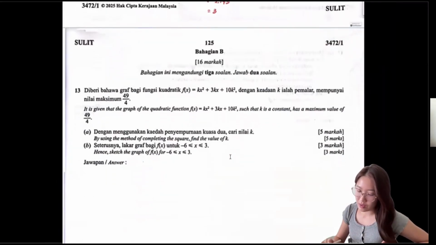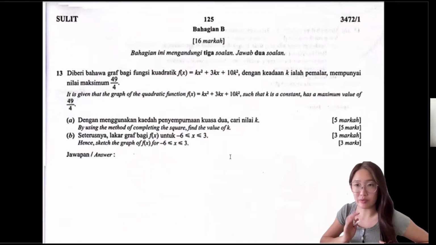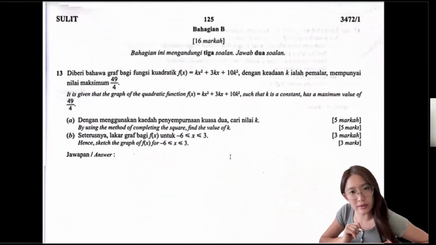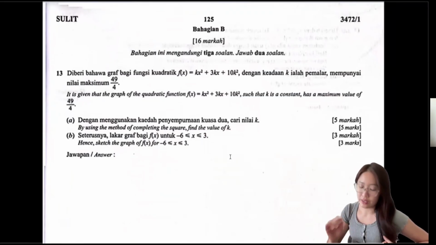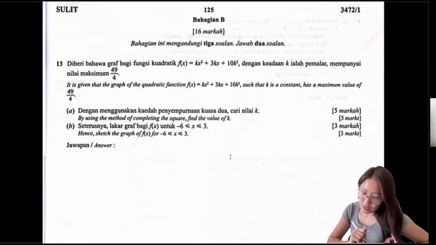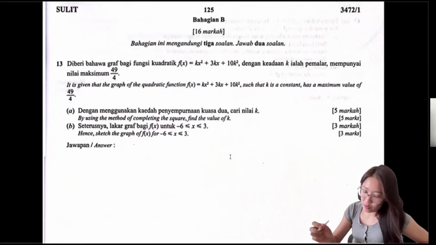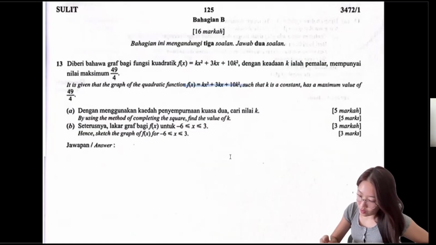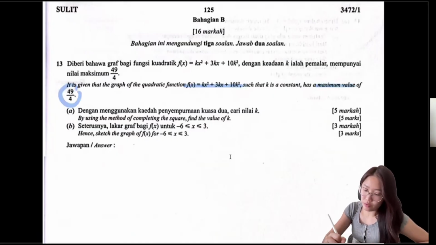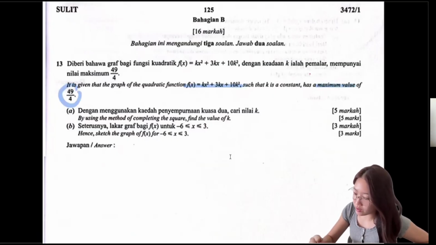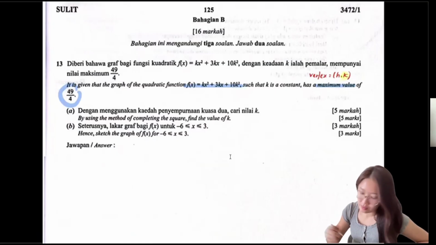Now the last part here, section B. Section B you have 3 questions, but you just need to answer 2 in exam. Only 2. So here 13. It is given that the graph of quadratic function, Form 4 Chapter 2, is this one. This is in general form. Maximum value of 49/4. Giving you maximum value means the vertex y coordinate. By using the method of completing square, find the value of k.